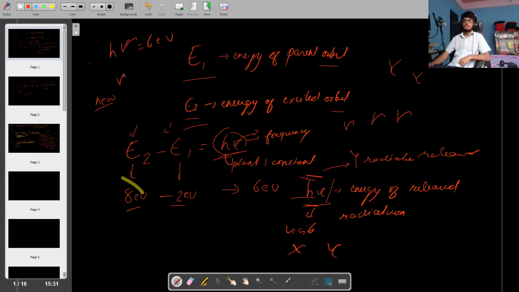Now, to find the value of frequency, 6 electron volt, convert into joules, divided by Planck's constant value. So you'll get the frequency. Not in meters; the frequency is 1 by second. Second inverse also, you'll get the frequency. So you just need to put the value of.